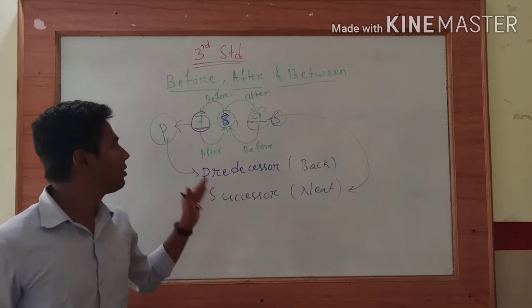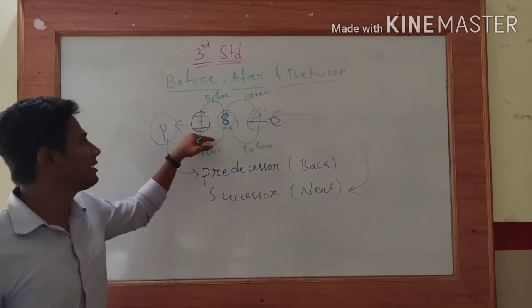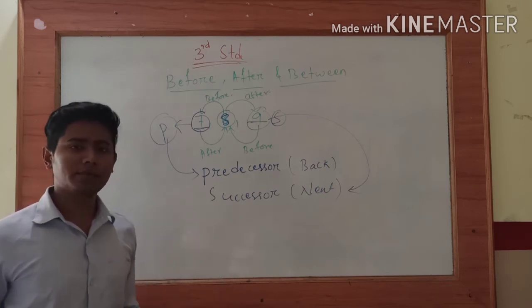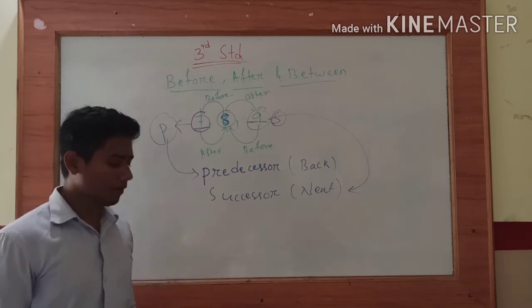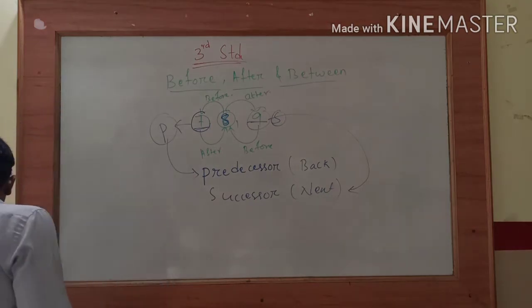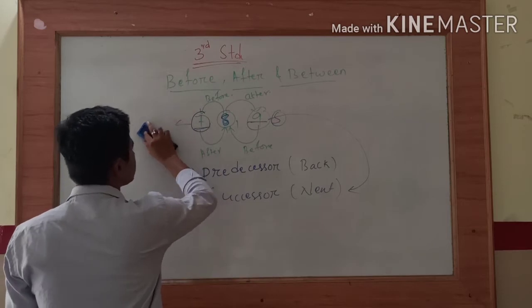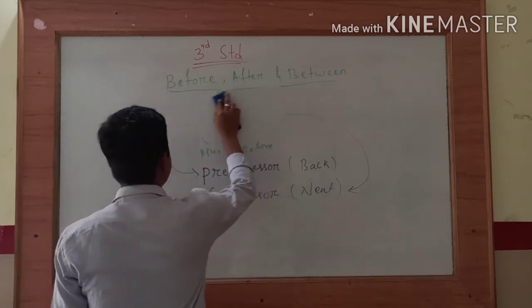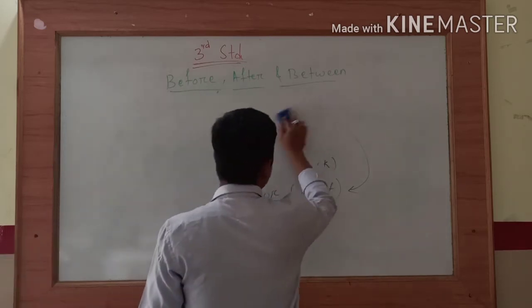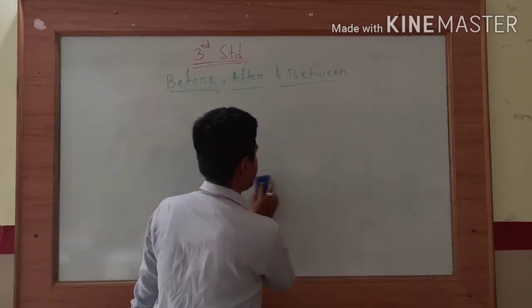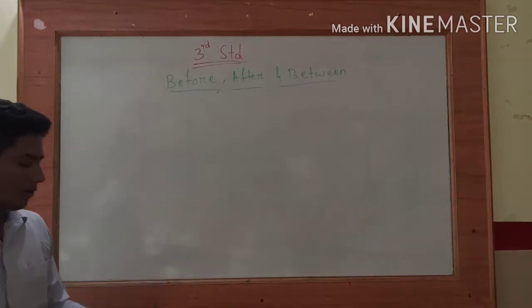Everyone understood? Predecessor and successor. So this is in case of 1 digit numbers. The same thing applies in 2 digit numbers and 3 digit numbers. So let's solve some questions, then you will get some ideas about this. I hope all of you have written this. If you didn't write, go back a little bit and write it down.